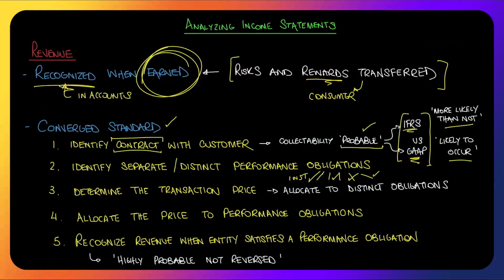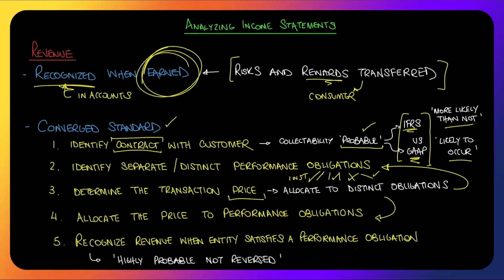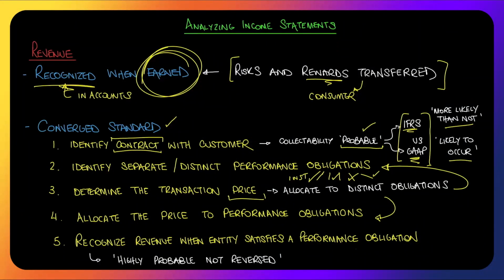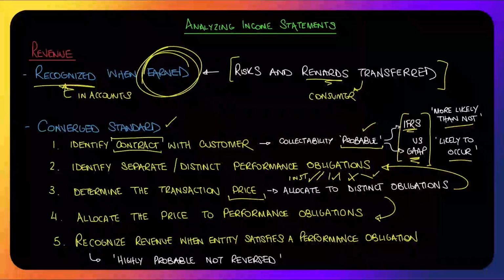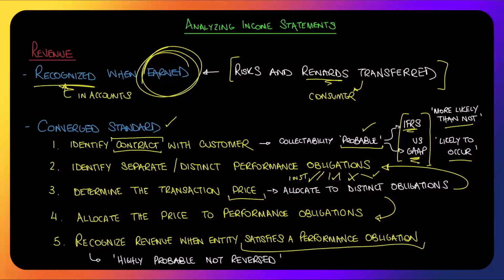Step 3, determine the transaction price. There should be a price we can identify for this contract, and we should be able to allocate that price to distinct obligations. How much for the installation, how much for the software, and so on. So we allocate the price to each of those obligations, and then, and I think you've probably seen this coming from our description, you recognize the revenue when the performance obligation is satisfied.